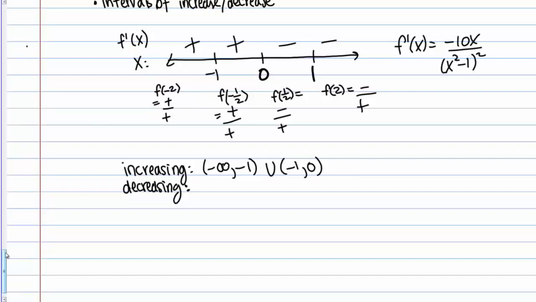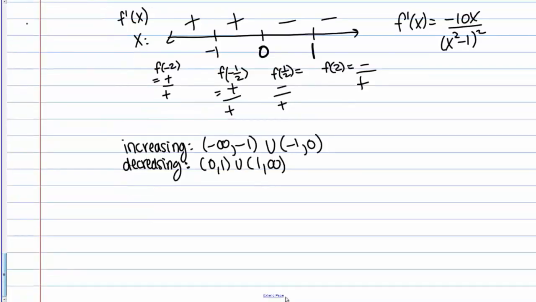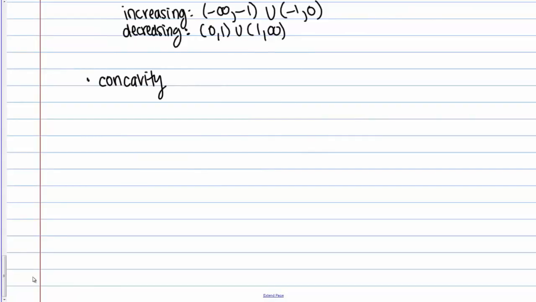Okay, what about decreasing? Same sort of situation here. From 0 to 1, union 1 to infinity. And once again, I'm skipping over 1 because my original function doesn't exist at 1, so it can't be decreasing there. Okay, so now we have our intervals of increasing and decreasing. Let's now think about concavity. Our concavity information is going to come from the second derivative, which was 10 times 3x squared plus 1, over x squared minus 1 quantity cubed.